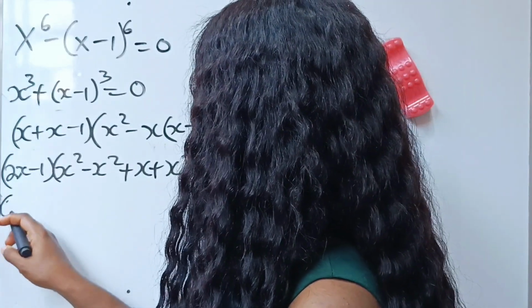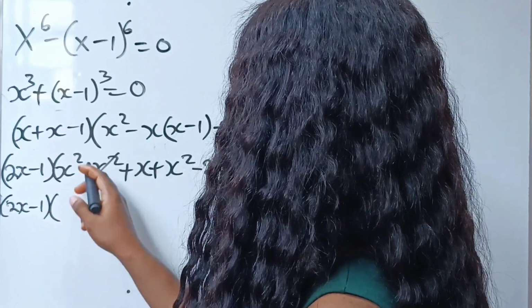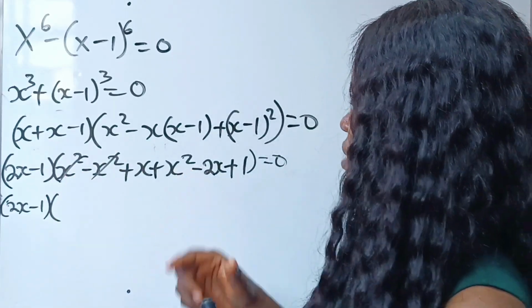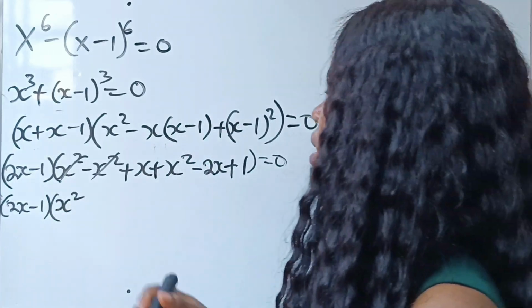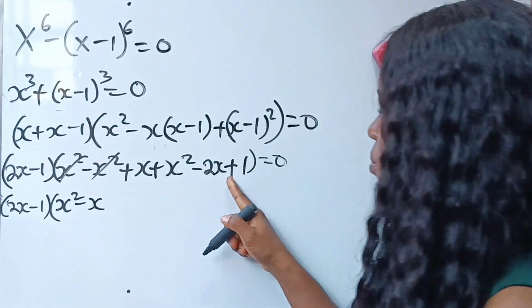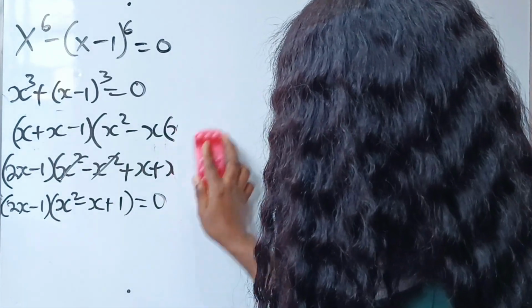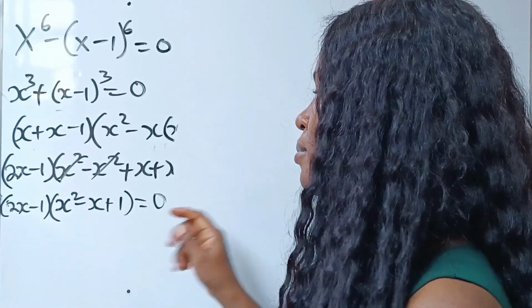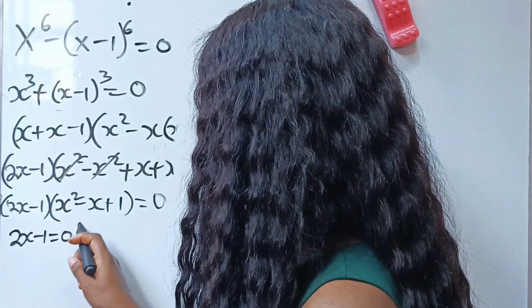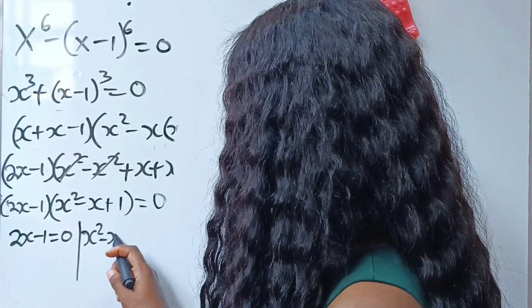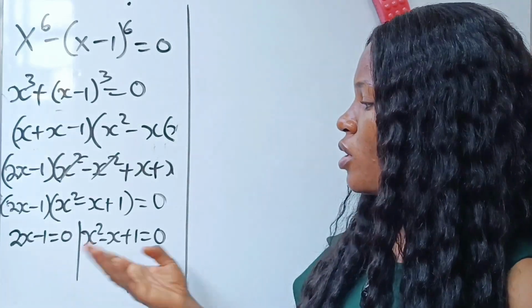Now let's solve. We have that 2x minus 1 multiplied by x squared minus x squared is 0. So we still have 1x squared remaining. So we bring that out. Now we have x minus 2x is minus x, then plus 1 is equal to 0. Perfect. We don't need these ones anymore. Now we have two equations here. So we have that 2x minus 1 is equal to 0, and that x squared minus x plus 1 is equal to 0.